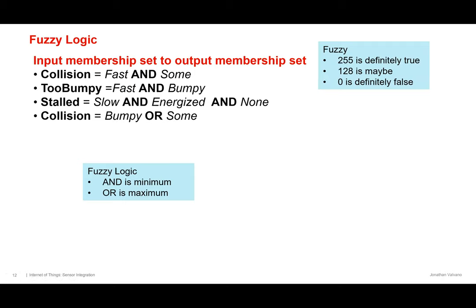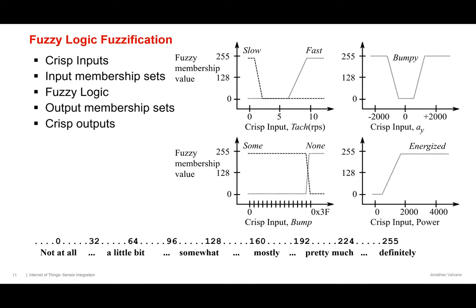Is the input membership set equal to the precision of your fuzzy value? No. The input membership set, it's a set, right? So in this particular slide, the set would include slow, fast, bumpy, some, none, and energized. A set, in the mathematical sense here, means a list of things. And slow is an element of the input membership set.